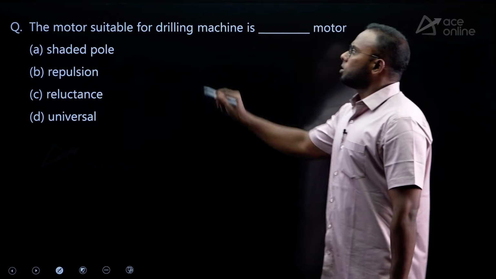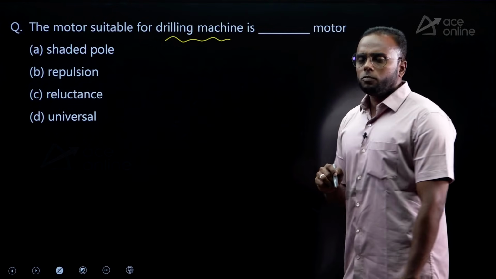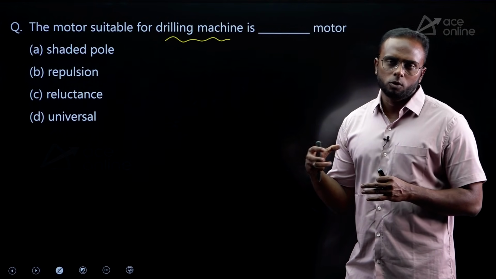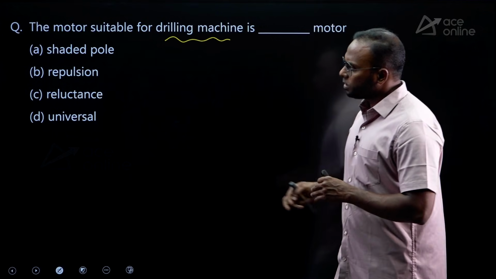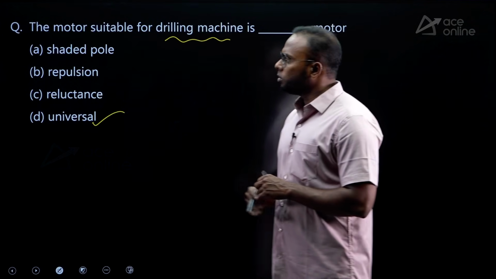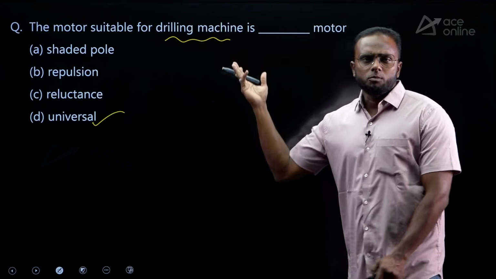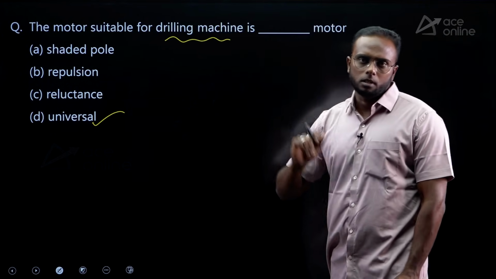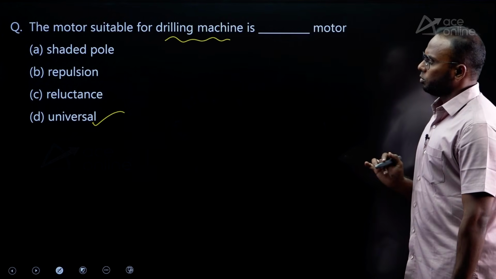Next, the motor suitable for drilling. Which motor do we use for drilling? Series motor, which produces high starting torque. So it is suitable, which is nothing but the universal motor. Next, shaded pole motors are used for very small torque applications, but for drilling we need good torque. So there we use the universal motor.